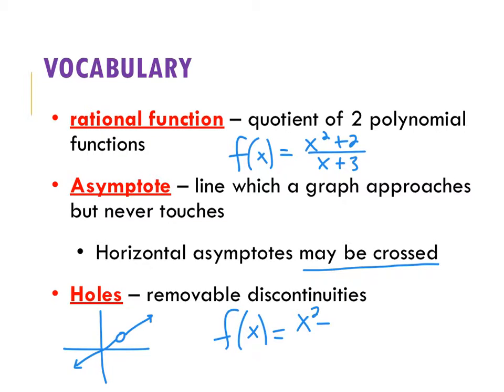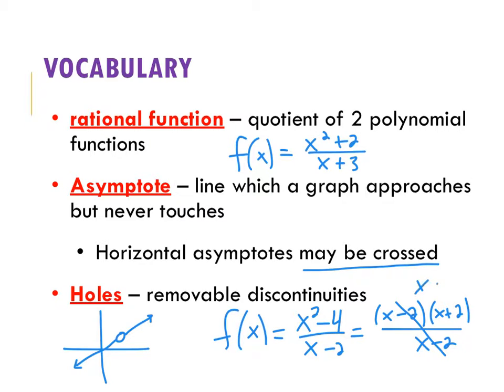So for example, if we had x squared minus 4 all over x minus 2, notice the numerator is a difference of squares, so we can factor that to x minus 2, x plus 2, which will cancel the denominator factor of x minus 2. Since these two factors cancel, we consider that x equals 2 would be a hole in the graph.